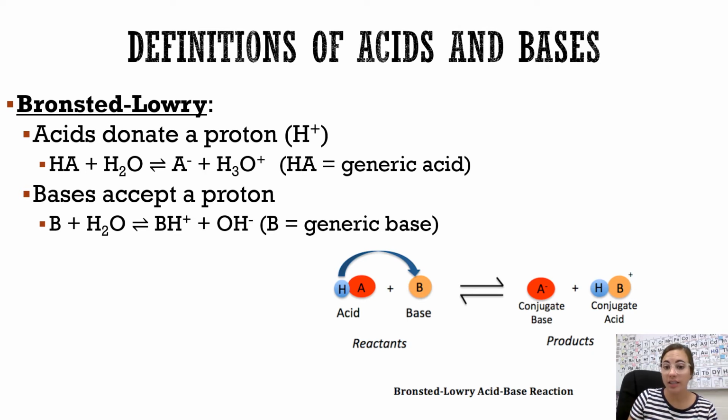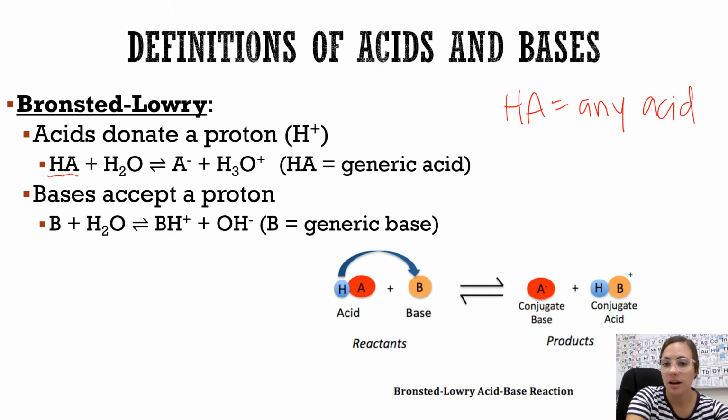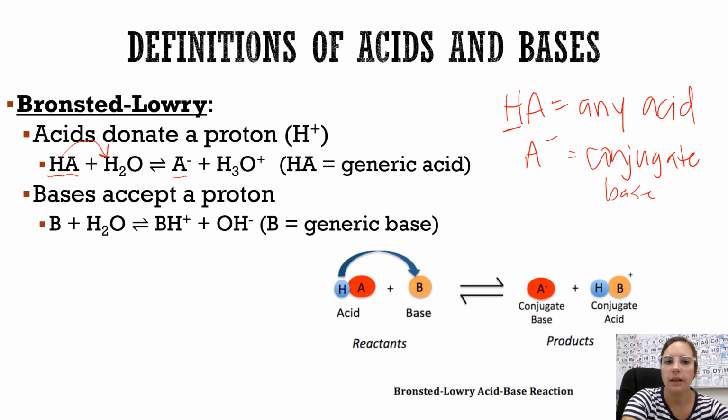So a generic reaction would be any acid. So HA just stands for any acid because it's got that hydrogen. And it's going to donate that proton, which leaves A-. So that is what we call, and we'll go over this in a minute, the conjugate base. And it creates that H3O+. That means it's acidic.